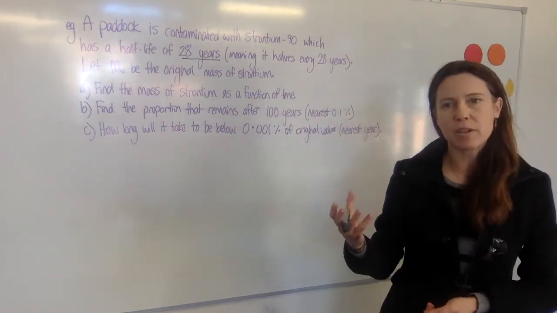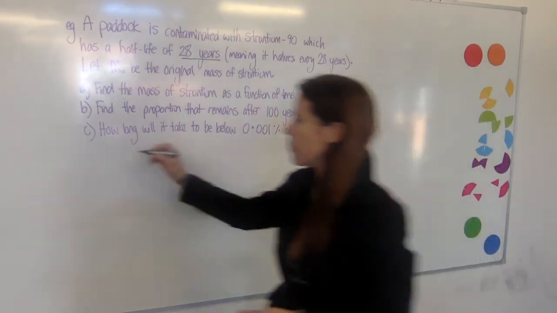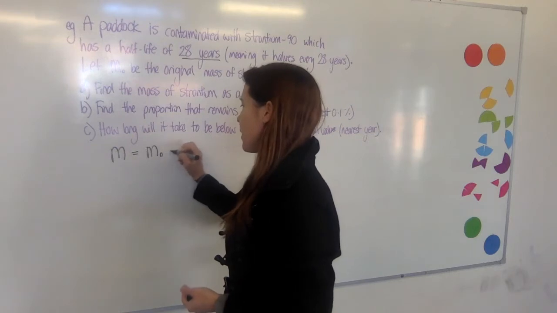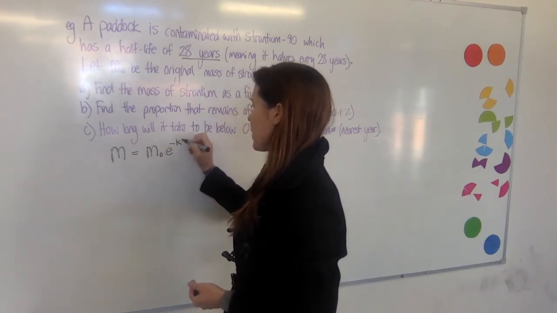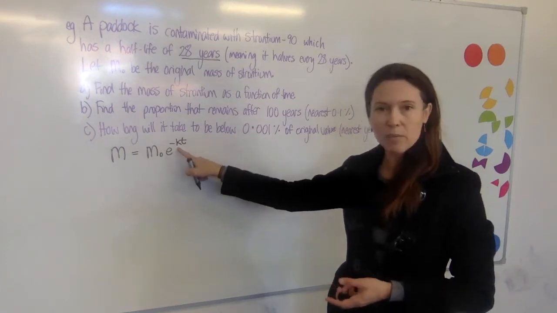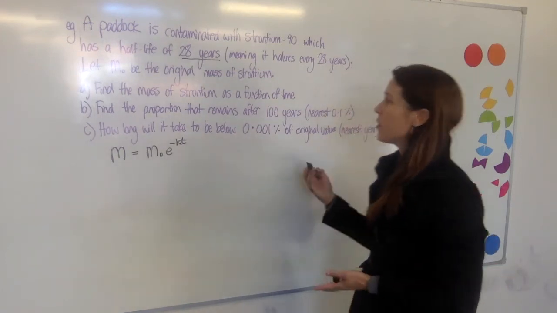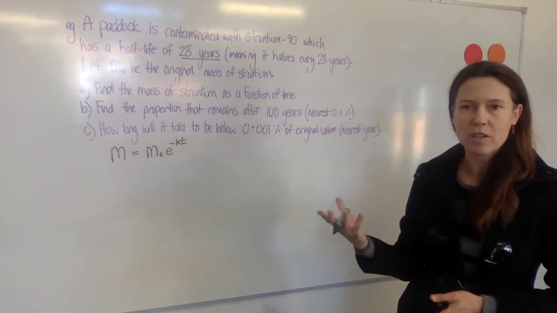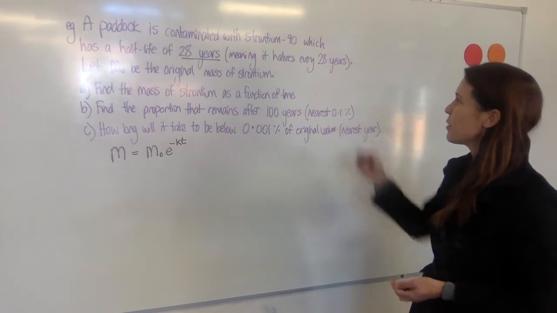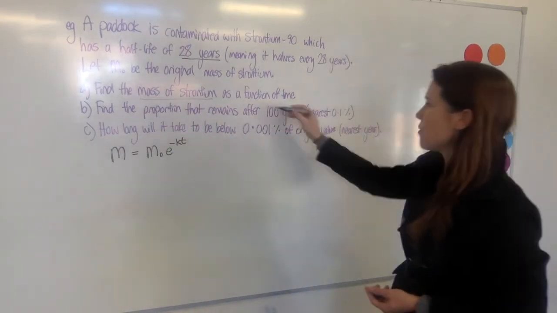Now, if we've got something that's becoming less over time, then I know that we've got a basic formula that says the amount that we're going to have is going to be M0 e to the negative kt. Now I've chosen to write it this way so that k will be a positive number, but I need to have a negative in front of it. And I know that because it's a situation in nature where we have exponential decay and something's halving every 28 years. So I need to find the mass of strontium as a function of time.